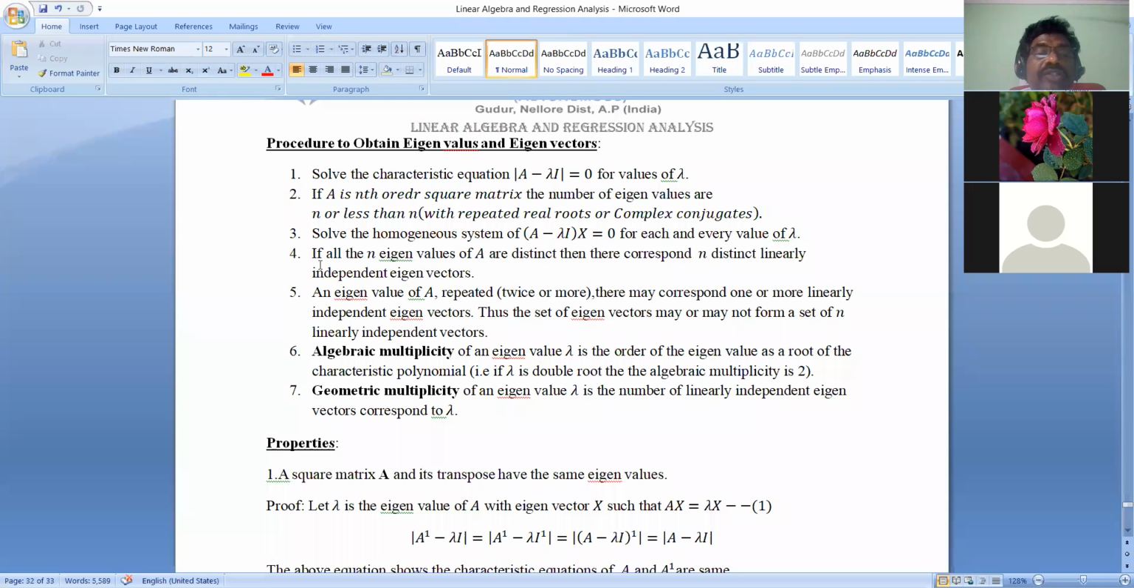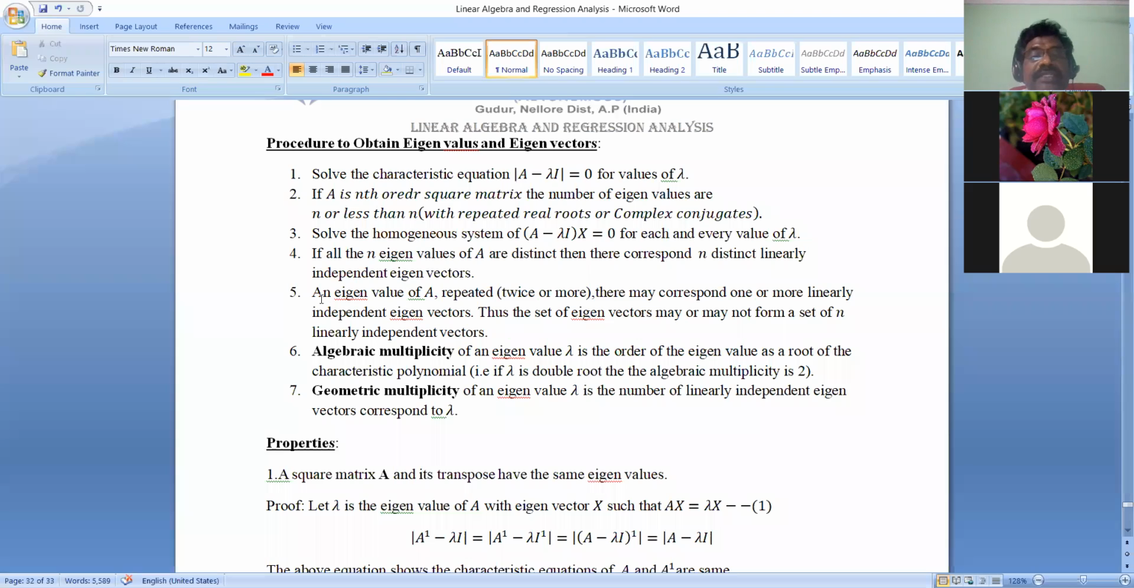After that, we have to check whether the given eigenvalues are repeated or not, what is the nature of the given eigenvalues, and what is the nature of the eigenvectors. For this, if all the n eigenvalues of lambda are distinct, then there correspond n distinct linearly independent eigenvectors. If all the roots are different values, then we get different vectors as the eigenvectors for those different lambda values.